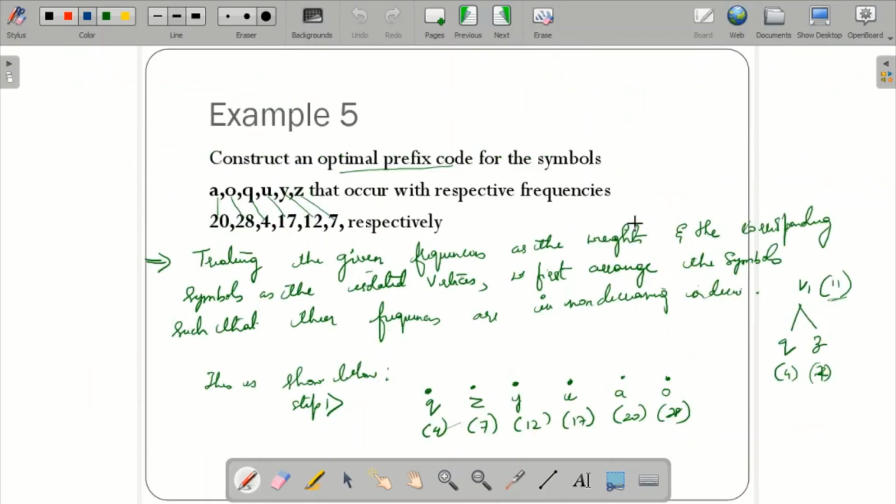So I'll just repeat the problem. They told us to construct an optimal prefix code, which means you have to construct an optimal tree. From that optimal tree you find the prefix code for the symbols that occur with the respective frequencies. What we did first was arrange the lowest frequencies in increasing order. I combined two leaves and found a new vertex and checked its weight. 4 plus 7 is 11, which is less than all these weights, so it came to the first branch.